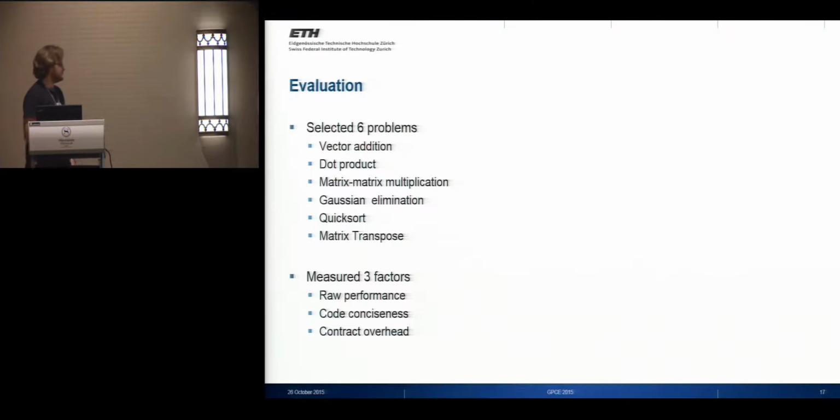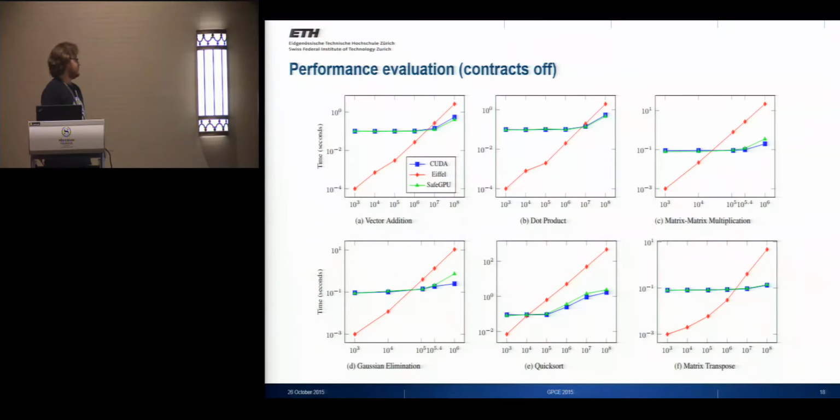And on these 6 problems, we measured 3 factors. Raw performance, meaning that we compare the performance of our solution, sequential Eiffel, and plain CUDA. Then we measured code conciseness, just code size. And then we measured contract overhead. The last one is a bit tricky to explain, so I'll go into details later. First, let's take a look at performance.